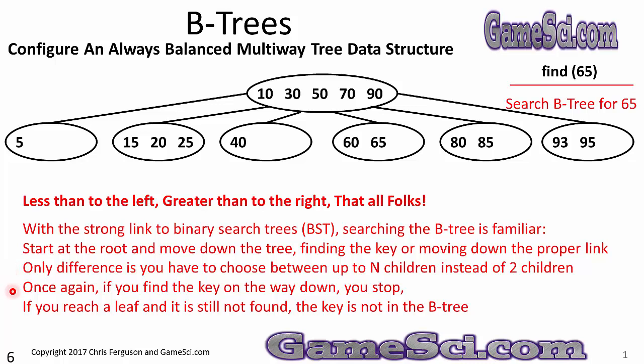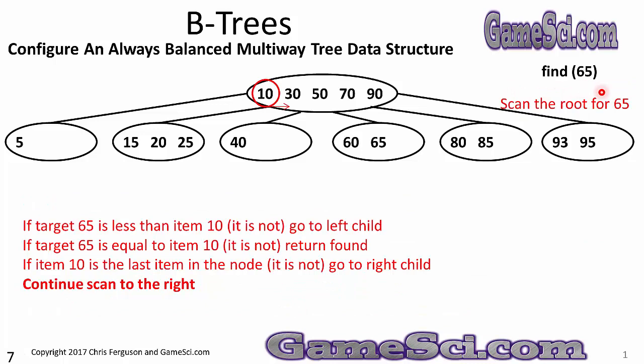Once again, if you find the key on the way down, you stop. If you reach a leaf and it's still not found, the key's not in the B tree. If you understand searching a BST, you should understand searching a B tree. It's very similar. We'll scan the root for 65. If the target 65 is less than item 10, it is not, go to the left child. If the target 65 is equal to item 10, it is not, we would return.